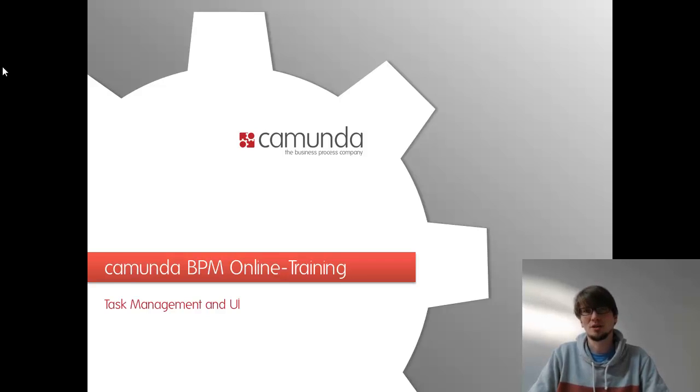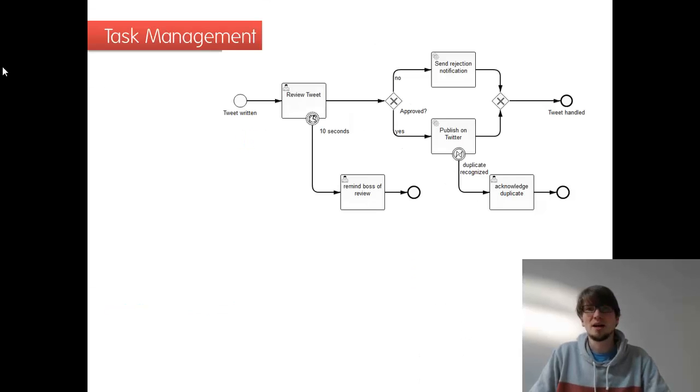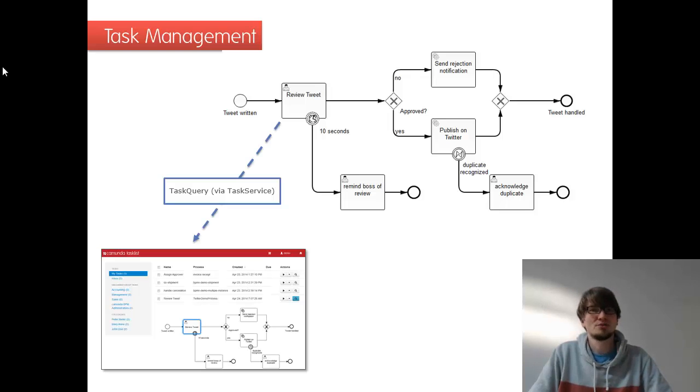Today we want to have a look at task management and how you can build UIs for your processes. Basically, task management is about the user task in a BPMN process model. As soon as you have a user task, you want to route work to some guy in your organization. What you normally use to achieve that is some kind of task list, to-do list or inbox, or whatever you want to call it.